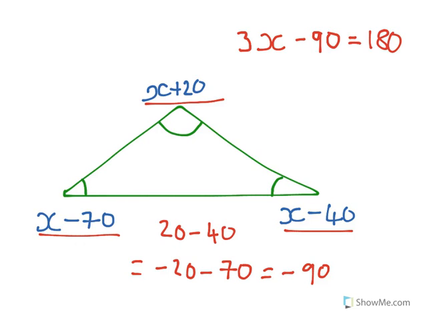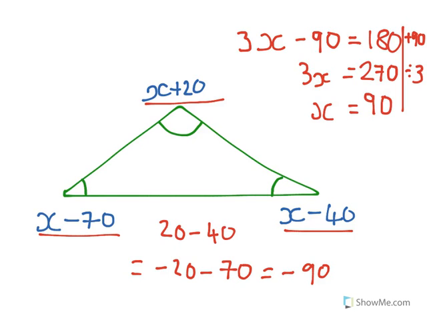So, normal equation now. What would we do? Well, our first step, I can't quite fit it in, would be to plus 90. So we have 3x equals 270. Then we would divide by 3, which would give us 90. So then we can go back and put this x into the equation. So if we put it into the first one, x is 90, so it's 90 plus 20. That first angle there is 110.